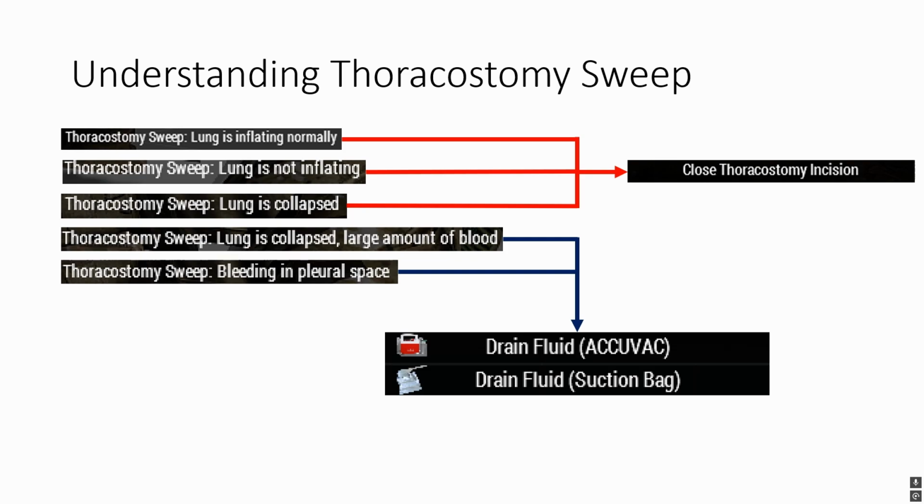Now the last two messages are more of your concern, especially in hemothorax. Lung is collapsed, large amount of blood. This means that he's in tension hemo, because basically what that collapsed lung says is that the pressure buildup from either air or blood has been so great that the lung actually itself collapsed. And this later on, especially as I said in tension pneumo, causes that cardiac arrest.